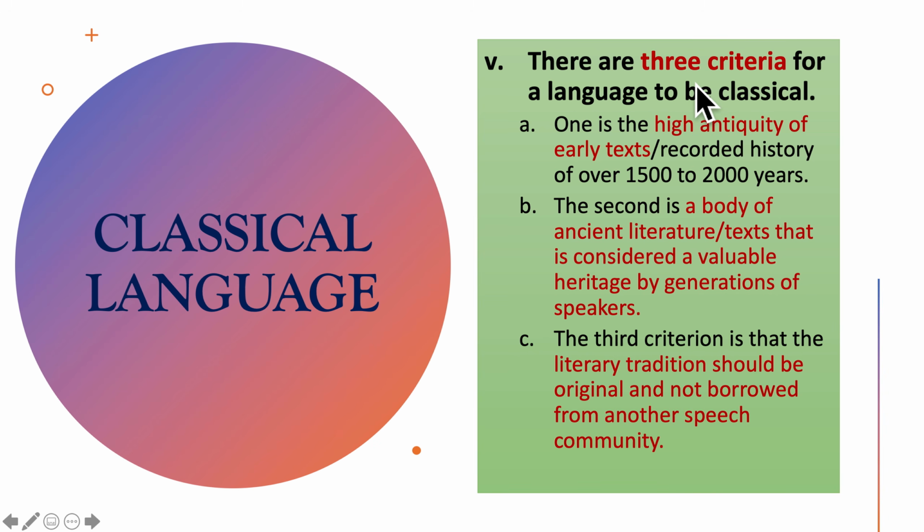There are 3 criteria for a language to be classical, at least 3 important criteria. A. One is the high antiquity of early texts, recorded history of over 1500 to 2000 years. B. The second is a body of ancient literature texts that is considered a valuable heritage by generations of speakers. C. The third criterion is that the literary tradition should be original and not borrowed from another speech community.